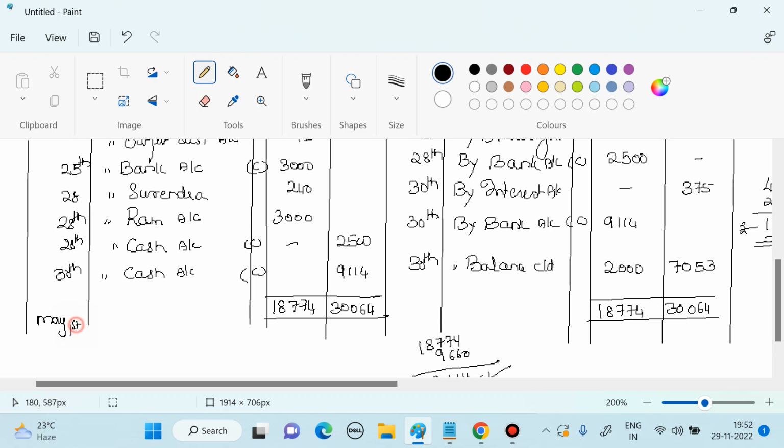So now on May 1st we will have a balance brought down of 2000 of cash and 7053 of bank balance, favorable bank balance. Everybody clear now? Any doubts? Very good. Others also clear? Please let me know.